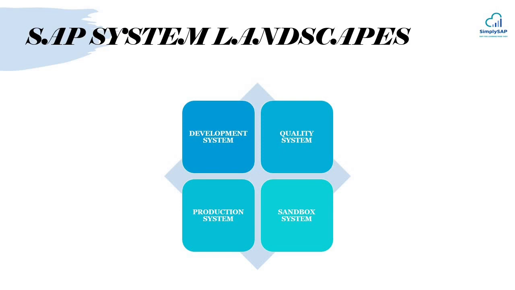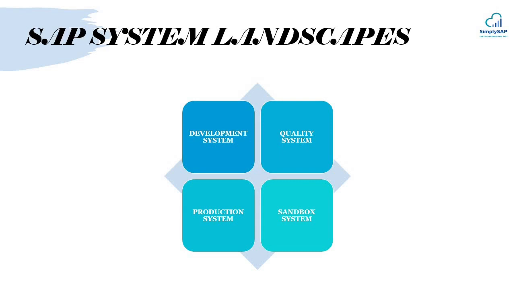And the last one over here is sandbox system. The sandbox system is an optional component in the SAP system landscape. Basically, this is used for your testing purposes. It provides a safe and isolated environment for experimentation, training, and learning. It is often used by developers or functional consultants to explore new functionalities, test new configurations, or simulate business scenarios without impacting the other systems.